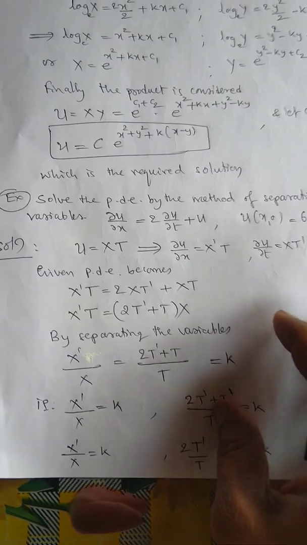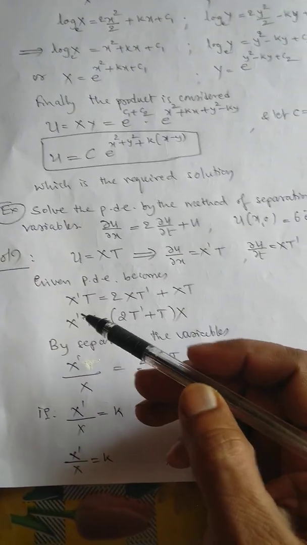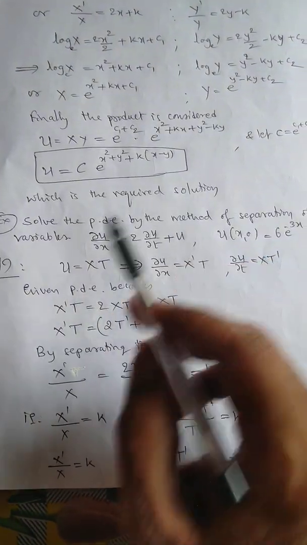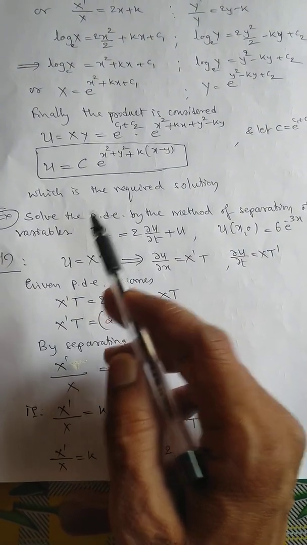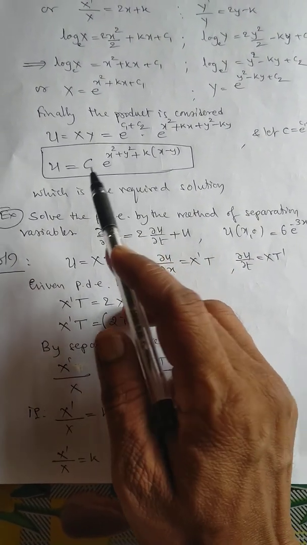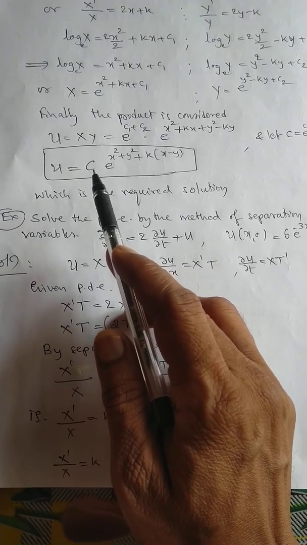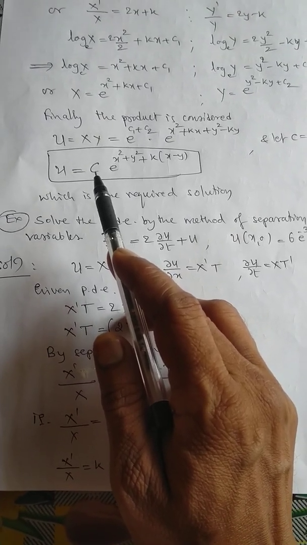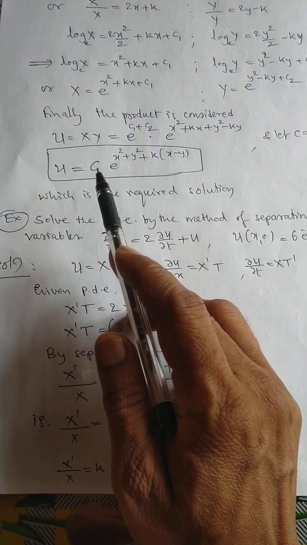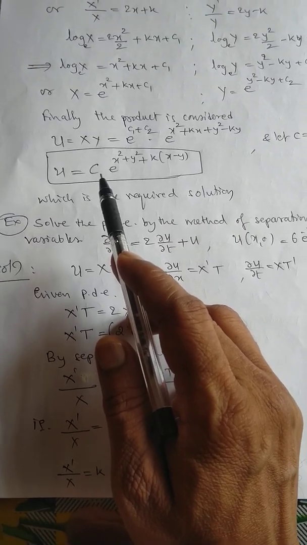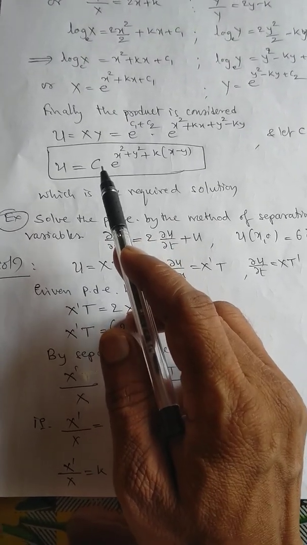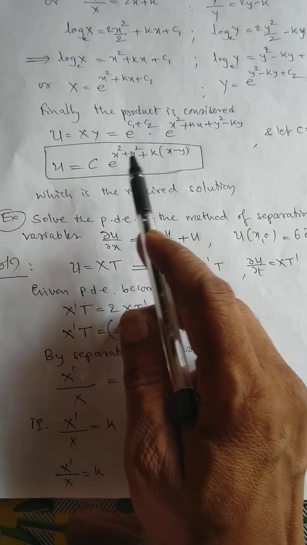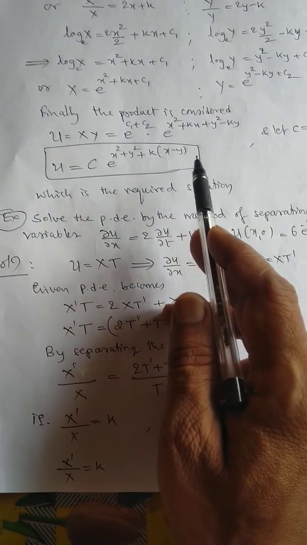Let us take one more partial differential equation. In the previous example, c is arbitrary and c can be calculated by additional information or additional conditions. Since there are no conditions, u is equal to c into e raised to x square plus y square plus k of x minus y.